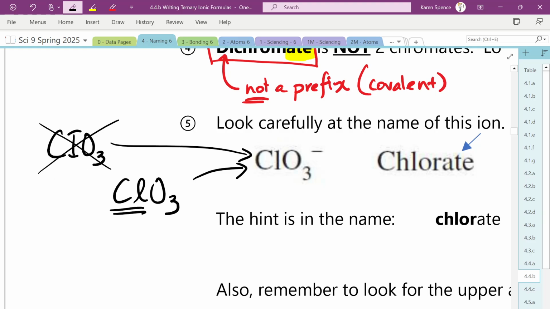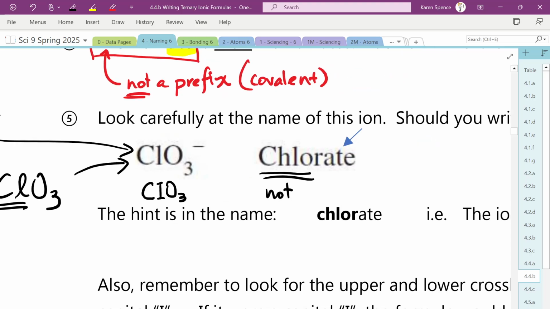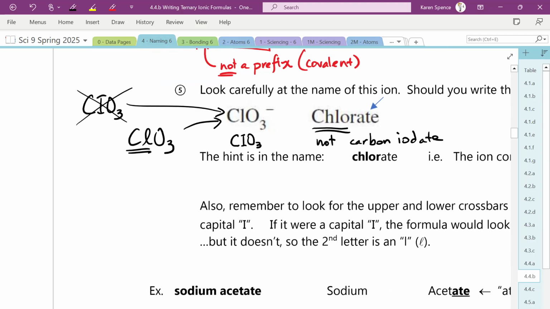If it were CiO3, it would look like this, CiO3. And you can tell from its name. What's its name? It's chlorate. It is not carbon iodate. Not carbon iodate, not Ci, chlorate. So Cl for chlorine. Okay?